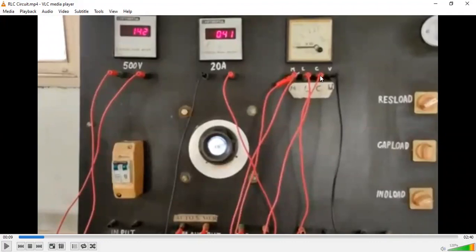So these are the different connections. M is for the mains. This connection is connected directly to the main supply. L is for the load. This is connected to the load. So here the load is R and L. And this is the common point between the M and V, and this is the voltage point.